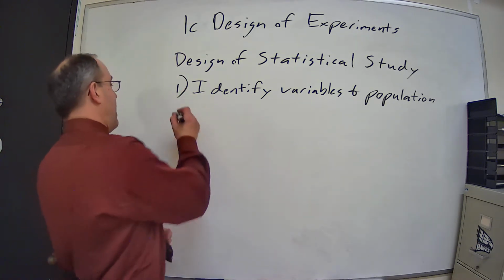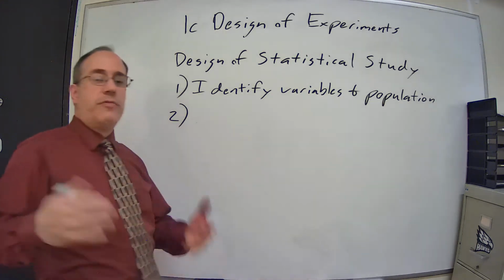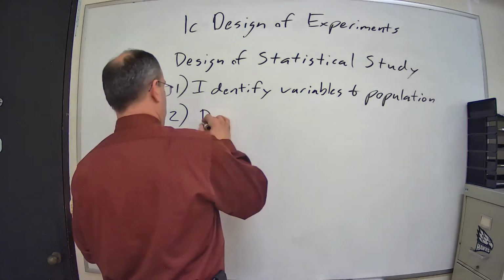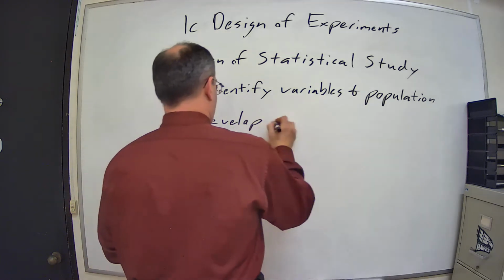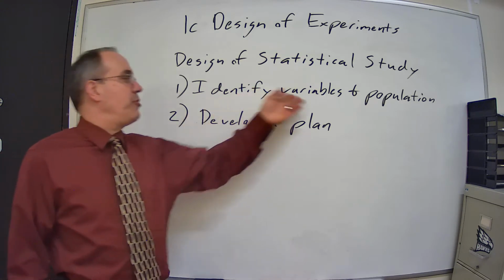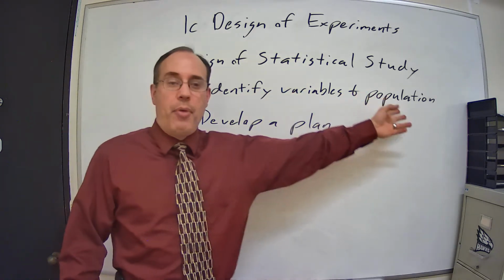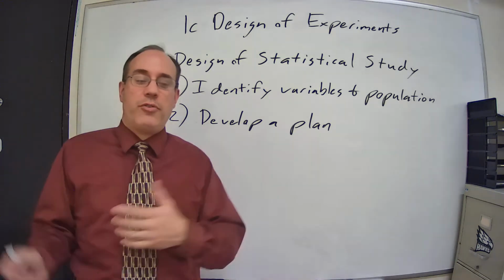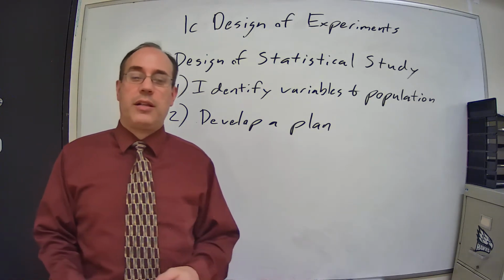The second step is to develop a plan for collecting that data. How are we going to find out those variables about that population? Right, so develop your plan, come up with your method, and we'll talk about some possible plans for collecting data.